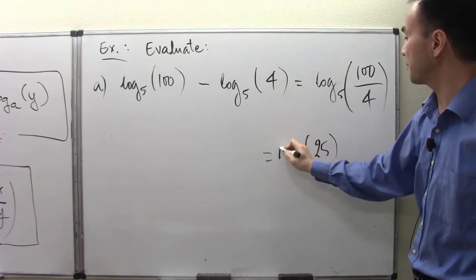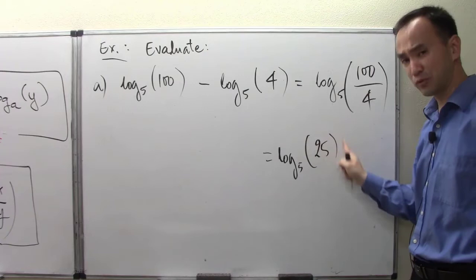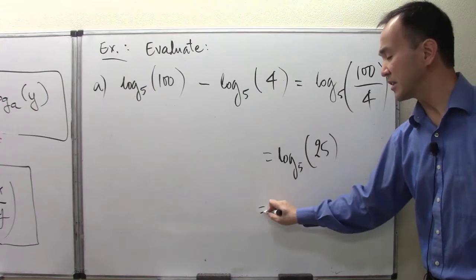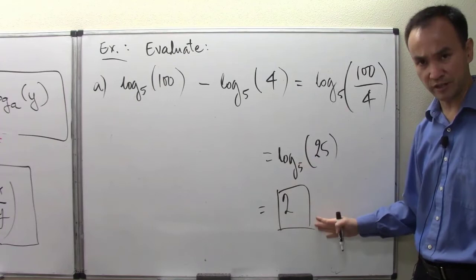I purposely wrote things in this step with the order of operations. So 100 divided by 4, I got 25. And then on top of 25, I apply log base 5. So log base 5 of 25 at this point can easily be calculated as 2. And at this point, I really don't think anyone needs to pull out a calculator for this. All right, so we've got our answer.